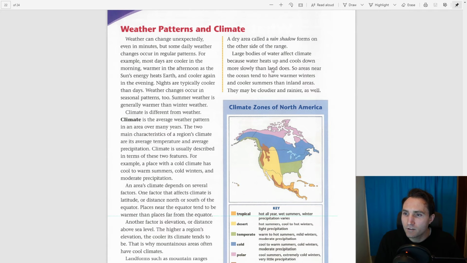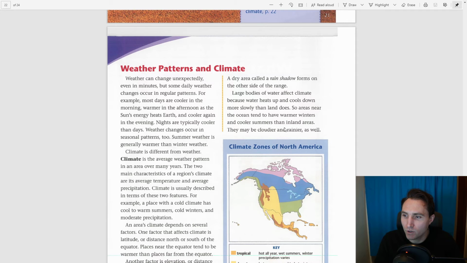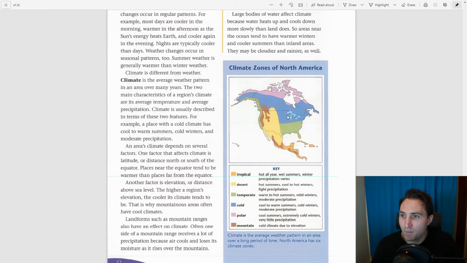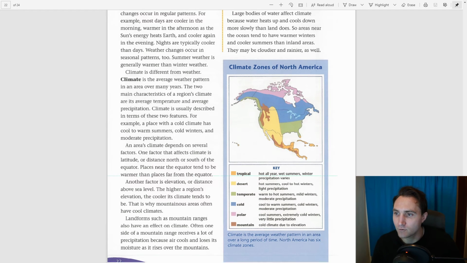Large bodies of water affect climate because water heats up and cools down more slowly than land does, right? So the water cycle: water heating up and evaporating, going into the atmosphere, cooling down, and then condensing, and then precipitating back to the earth. So areas near the ocean tend to have warmer winters and cooler summers than inland areas. They may be cloudier and rainier as well.